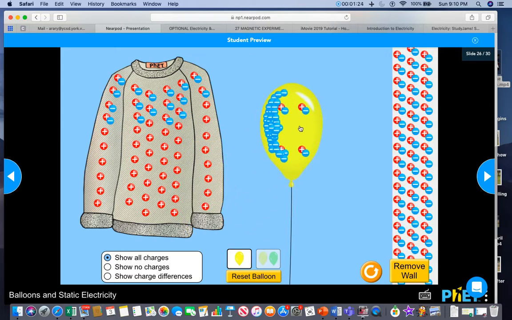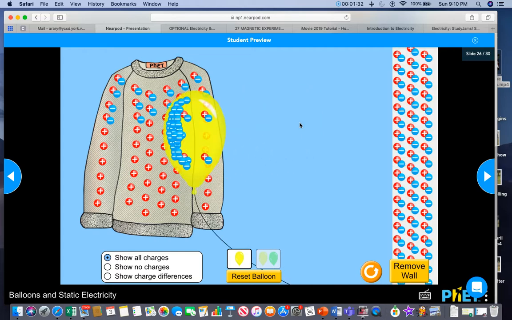Now if I hold the balloon straight up right now, I've got my mouse depressed, but when I let go of the mouse, watch what happens. It's attracted to the sweater. How weird, I wonder why. Well, think about it. The balloon is now negative. It's got all these negatives and the sweater's positive. What do we know about opposite charges? Just like magnets, opposite charges attract. So all the negatives are attracted to the positives.